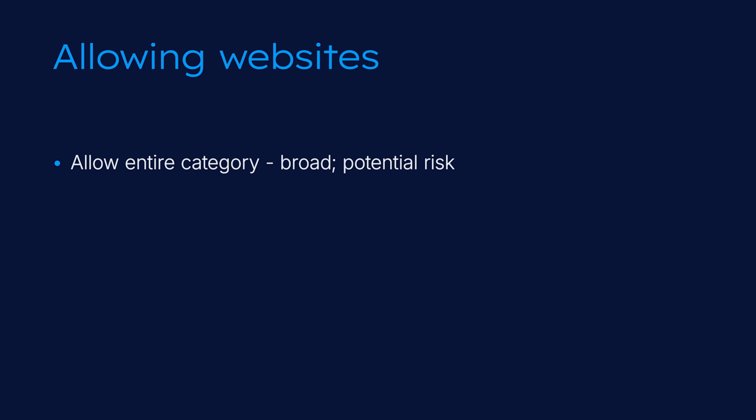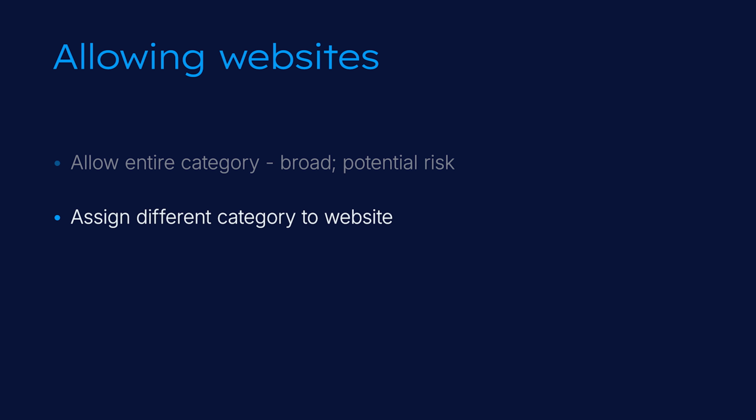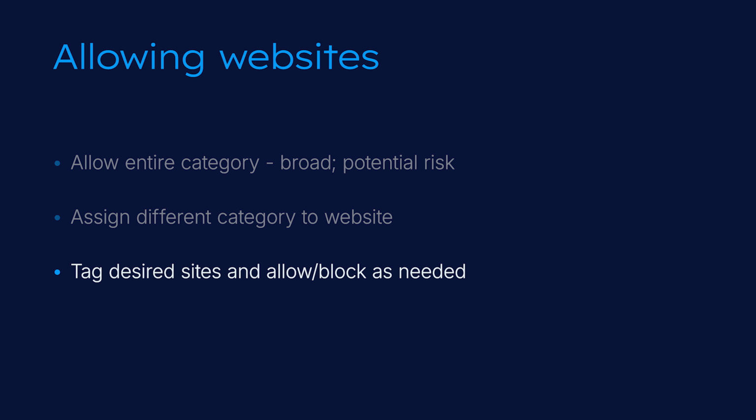Some more restrictive options are to assign a different category to that specific site, which will apply across all endpoints, or tag all desired sites, then assign an allow or block operation in your web control policies. This allows for more granular control. In situations where only a subset of users requires access, this is the preferred method.